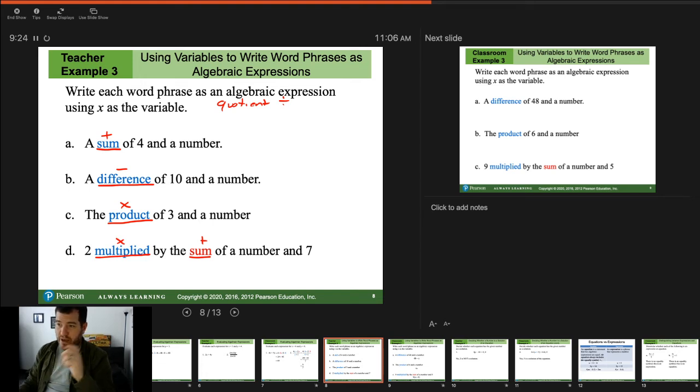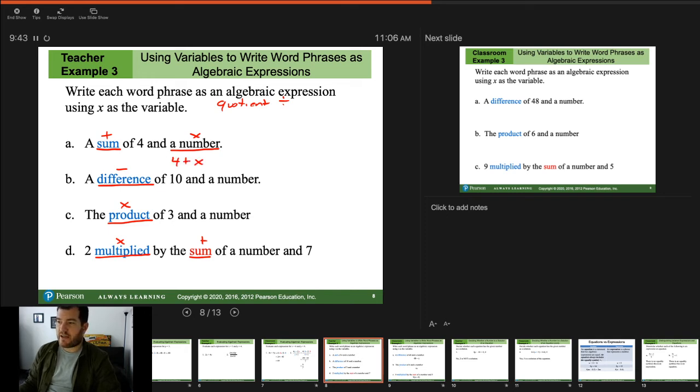So when we're talking about the sum of 4 and a number, well, we don't know what that number is, so we get to pick a variable. Just to keep it simple, I'm going to pick x. Can you pick any letter in the alphabet? Sure. I'm just going to put that there. So a sum of 4 and a number, I would write that as 4 plus x.